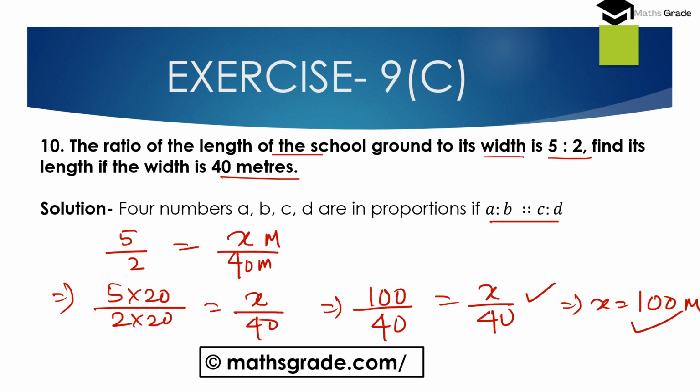So the length of the school ground will be 100 meters. If the width is 40 meters, then the length of the school ground is 100 meters. So 100 meters is the answer.